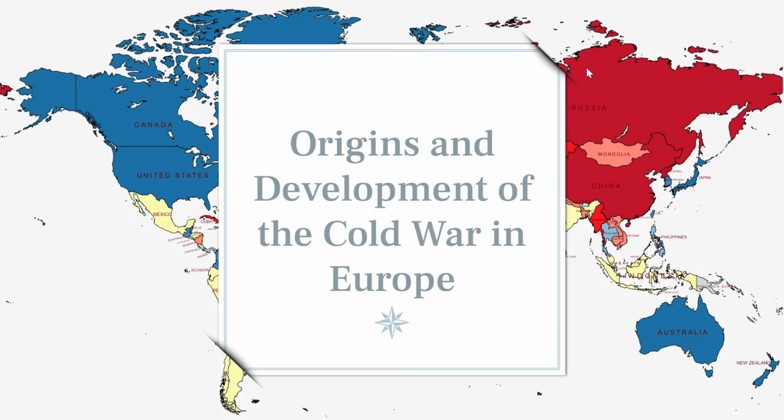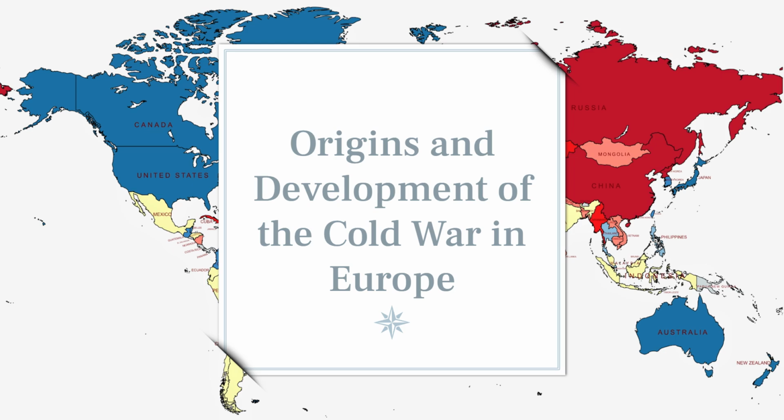Okay, so just going through the slides for this chapter, Origins and Development of the Cold War in Europe. What you should have with you at this stage is possibly your textbook, and you could have a mind map of this chapter. The first recording will be of the origins of the Cold War. There'll be another recording for the development or the manifestations of the Cold War.